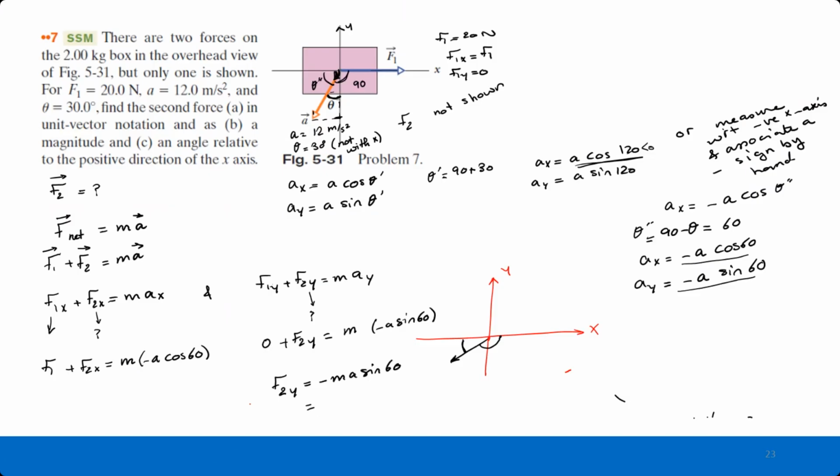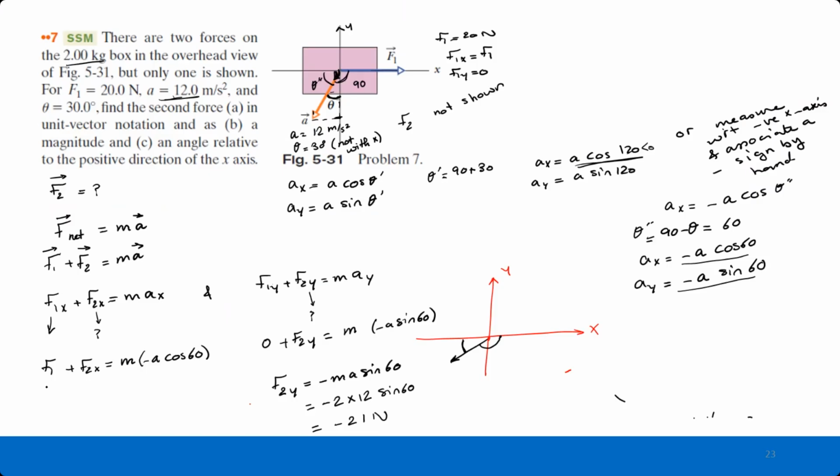And I really have all of these quantities. The box is a 2 kilogram box. The acceleration is 12. And I have sine 60 here. So this gives me minus 24 times sine 60. This is minus 21 newtons.